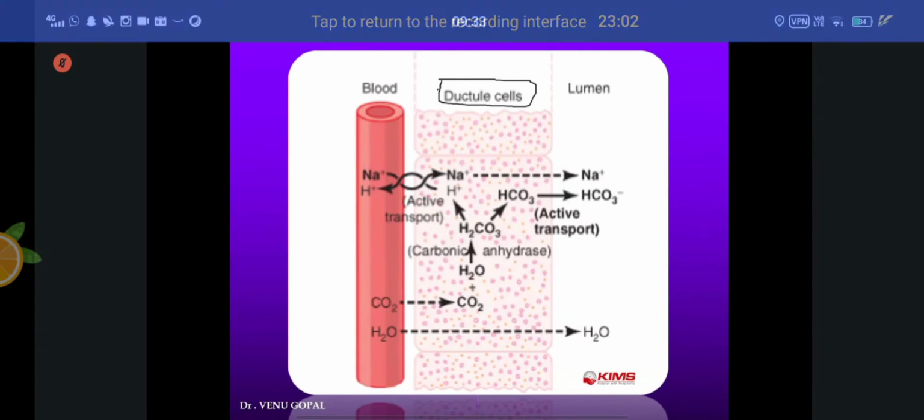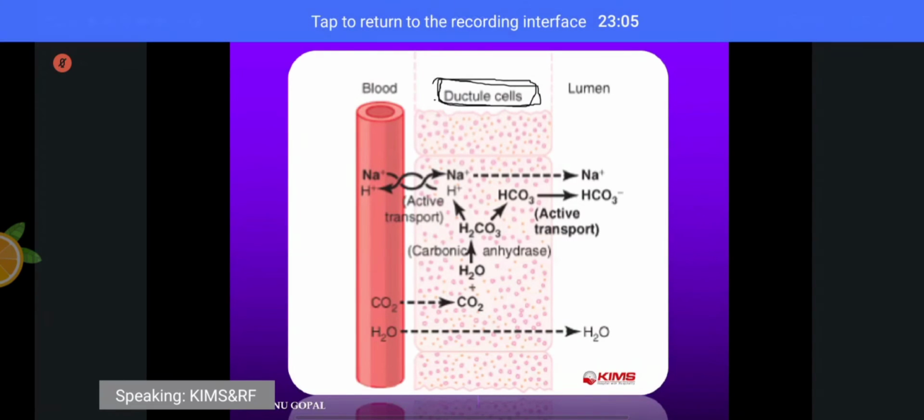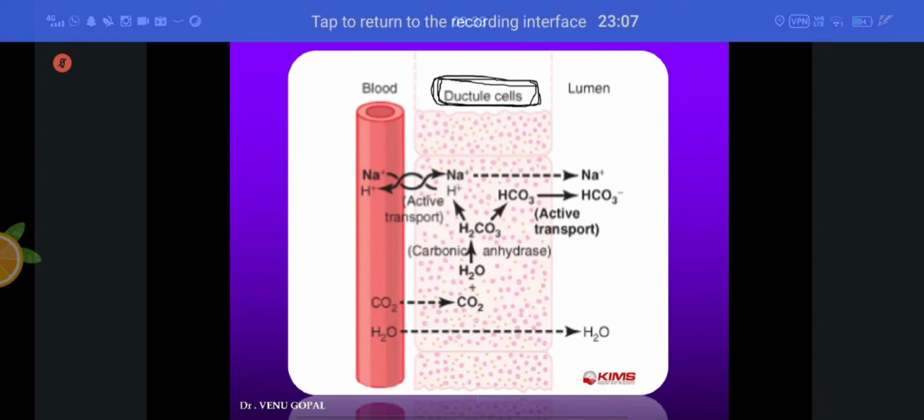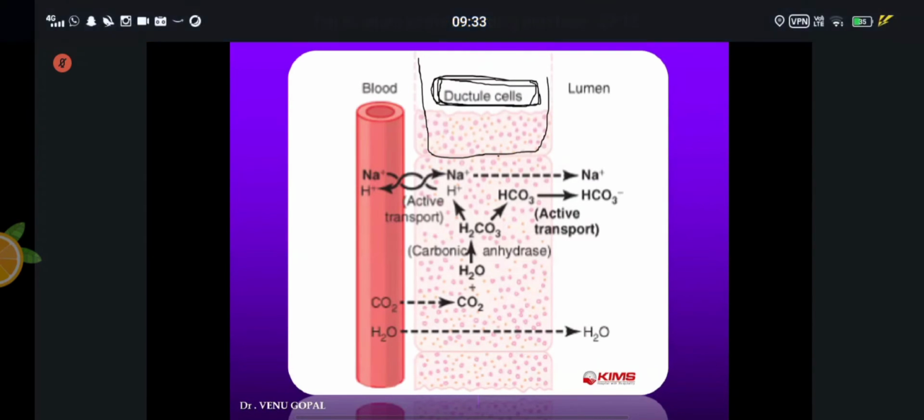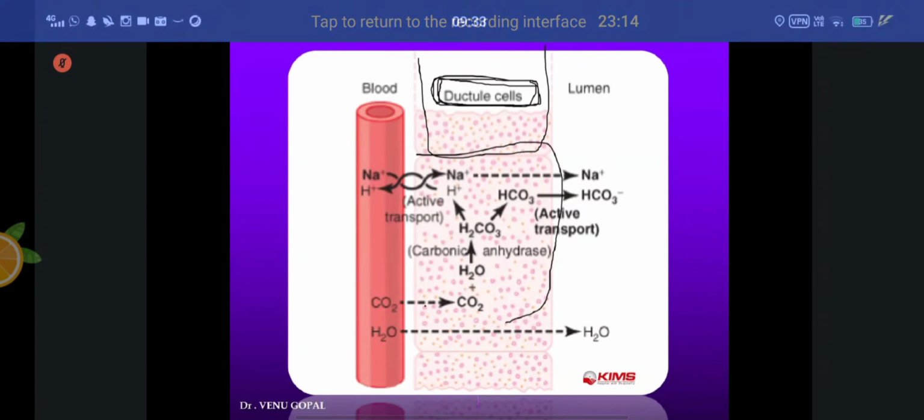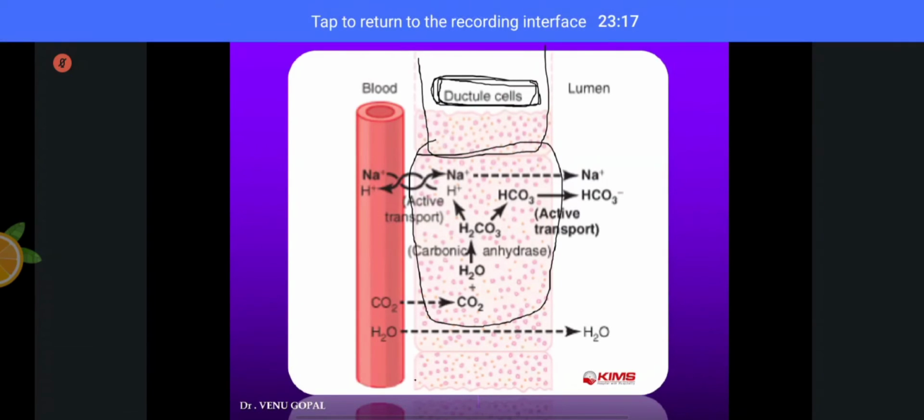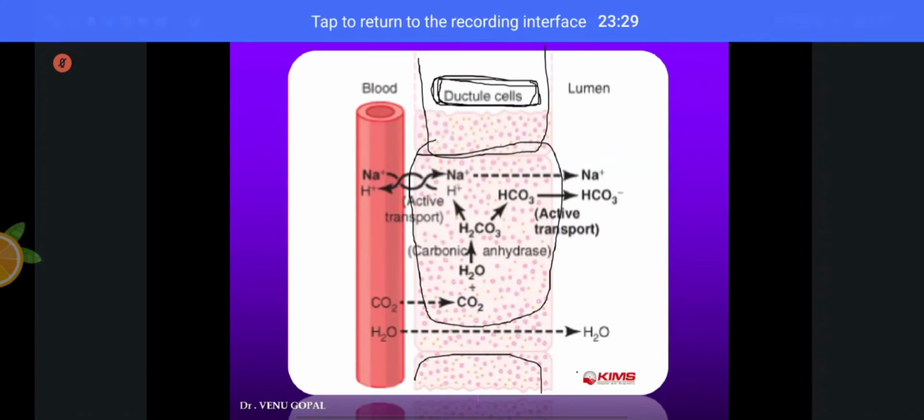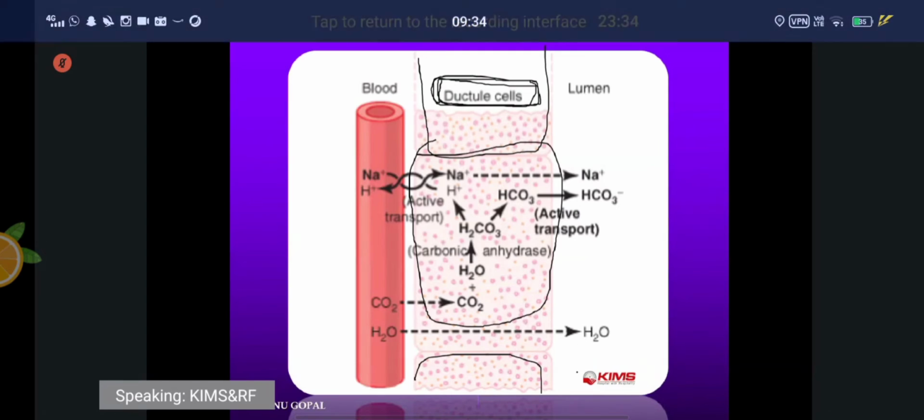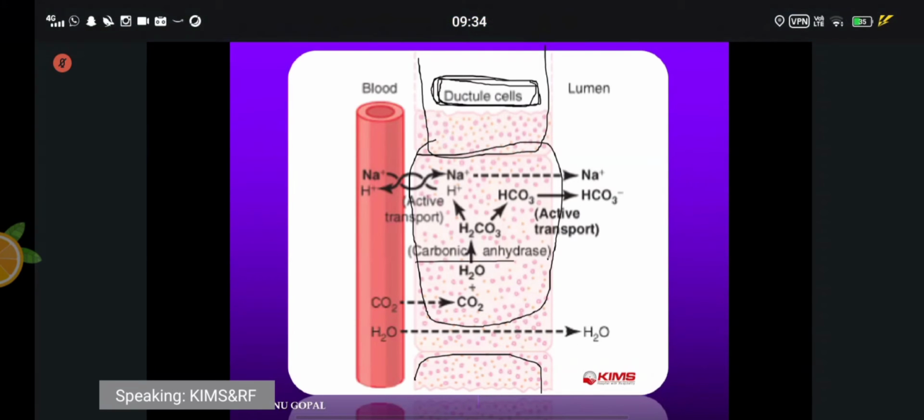Like the parietal cell which is secreting HCl in the gastric lining glands, here it is one ductal cell and one more ductular epithelial cell. This is the attached epithelium. Now I will explain step by step. Always start with the convenient step, that is the combination of carbon dioxide with H2O, that is water, in the presence of carbonic anhydrase enzyme, that is the catalytic agent here.